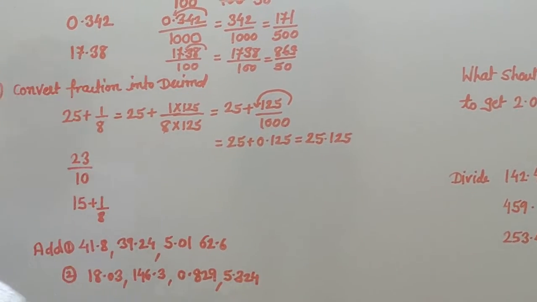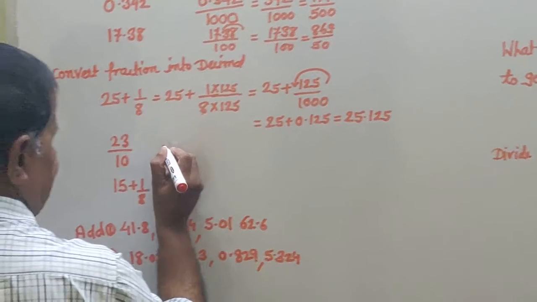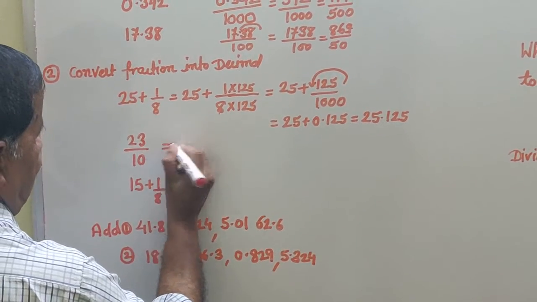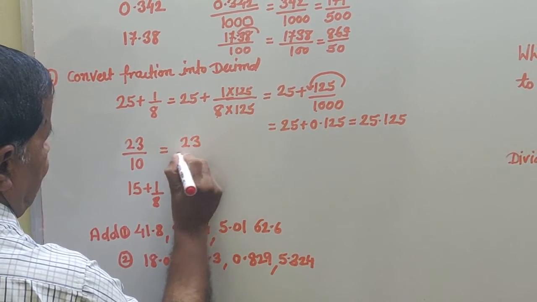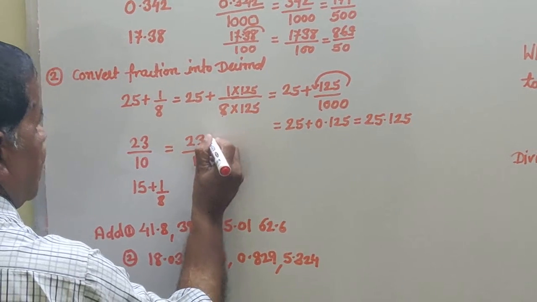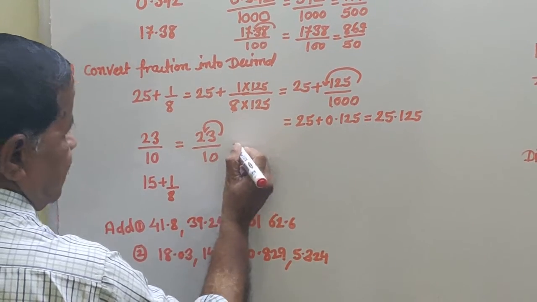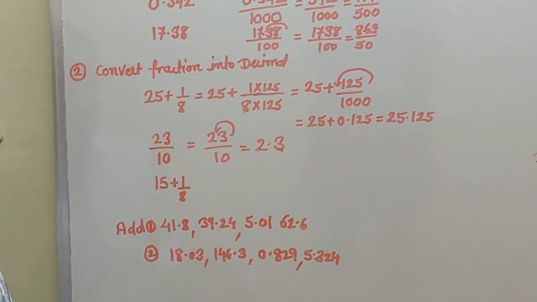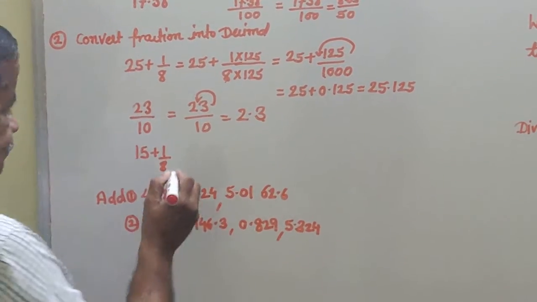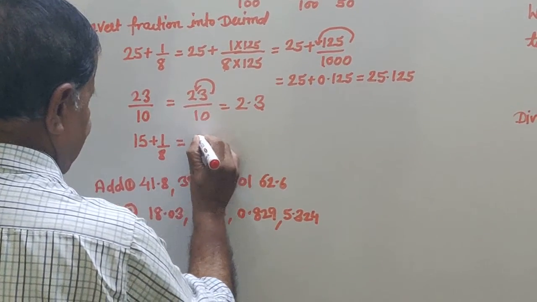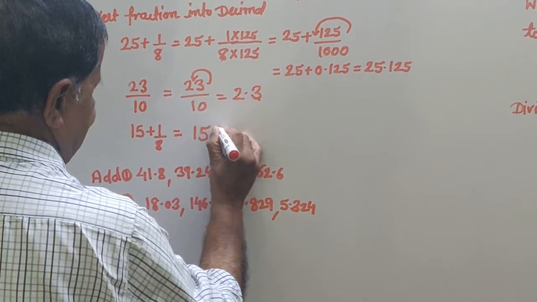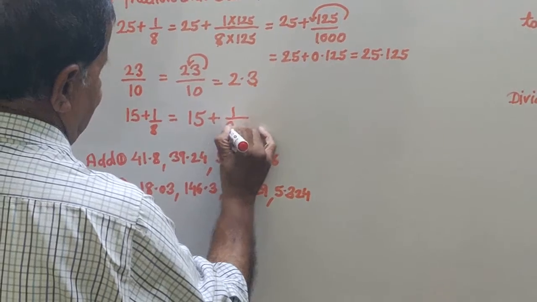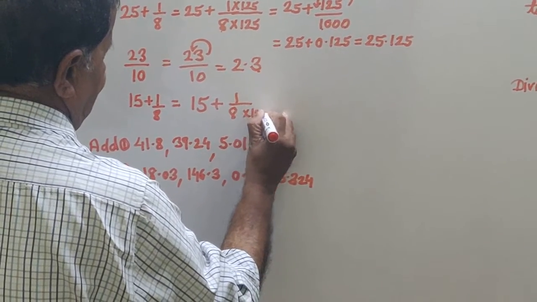Okay, now the second problem is 23 upon 10. How many zeros are there? Only 1 zero is there. Therefore the decimal after 1 place will come here. My answer will be 2.3.